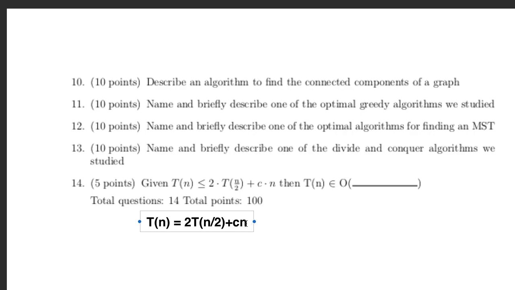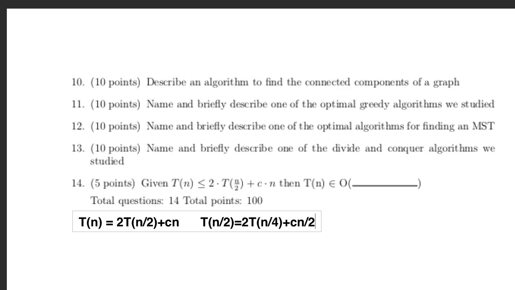Now let's expand that T of n divided by 2. That's going to be 2T of n divided by 4, plus cn divided by 2.